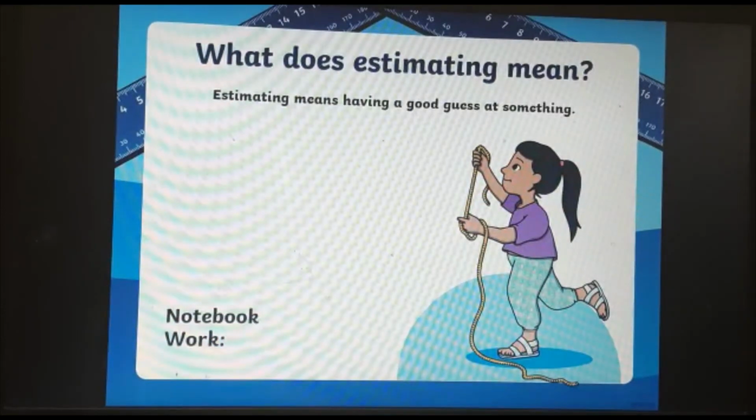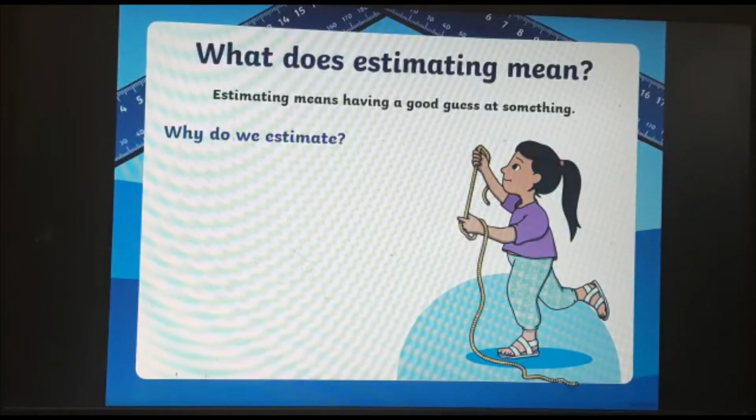Now comes the word estimation. What does this word estimation mean? I have been talking about the words about, approximate, close to, but not an exact amount. All these words also mean another word, which is estimation. Estimating means making a good guess at something, which is nearly close to the answer you want to give, but not the exact answer.